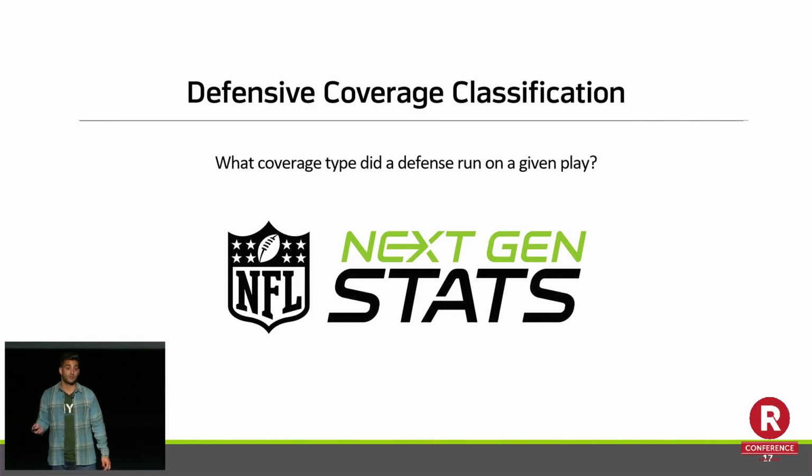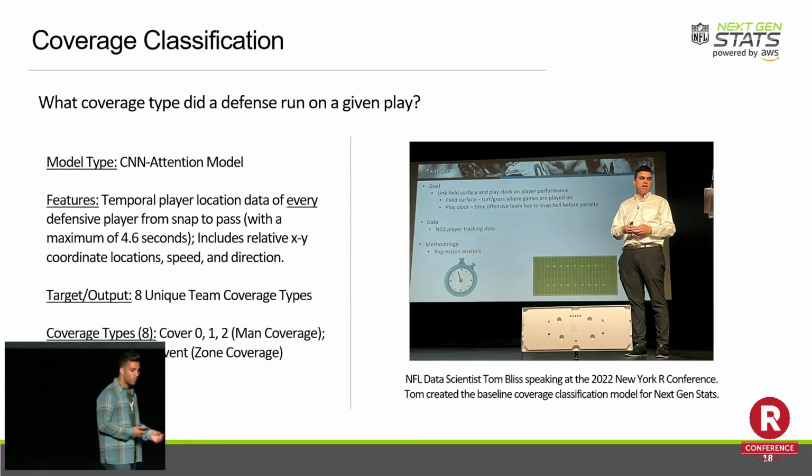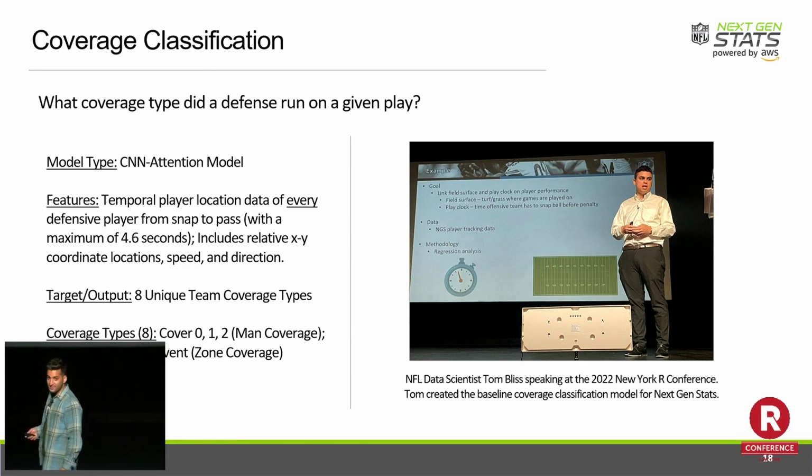Now we're going to go into coverage classification, which is a little bit similar to route recognition, but at the team level. So what coverage type did a team run on defense? As you can see on the right, Tom Bliss, who's in the crowd today, spoke last year at the New York R Conference. He created the baseline model that became our coverage classification model. So thank you, Tom.